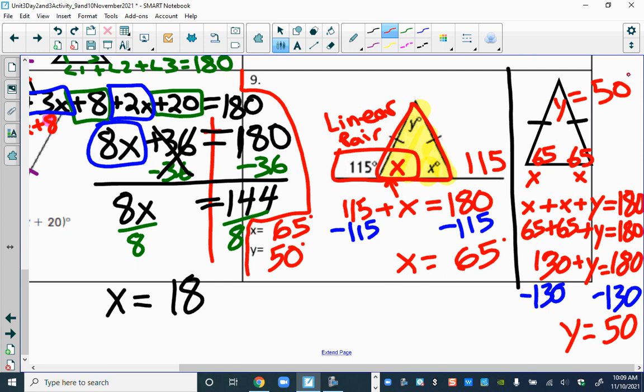So I liked some ideas, where I really liked how the tag team figured out that X is going to be the same angle on the bottom. And we found out X was going to be 65 because of the linear pair. And then that led us to the last part where the sum of the three angles is 180. And that's how we figured out the last angle being 50 degrees.